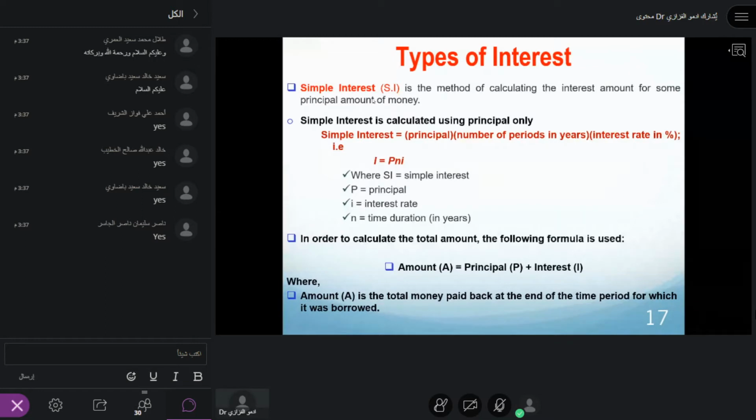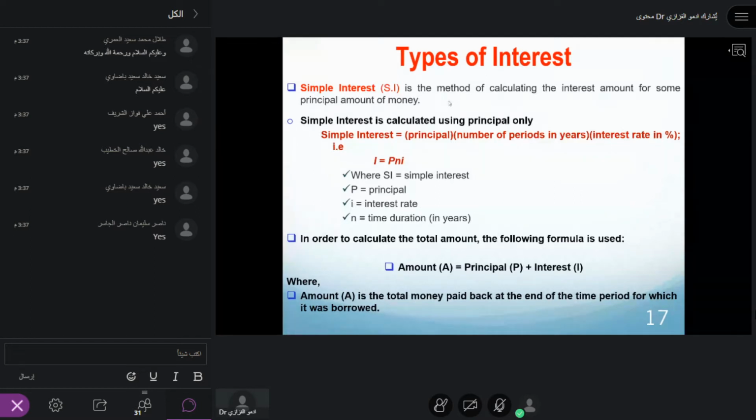So today we'll look at these two in detail, and then we will see how to make some small calculations under this subcategory, that is the simple interest and the compound interest. So simple interest is the method of calculating the interest amount for some principal amount of money. So the principal amount of money is the beginning money. That is the main cash, the main money.